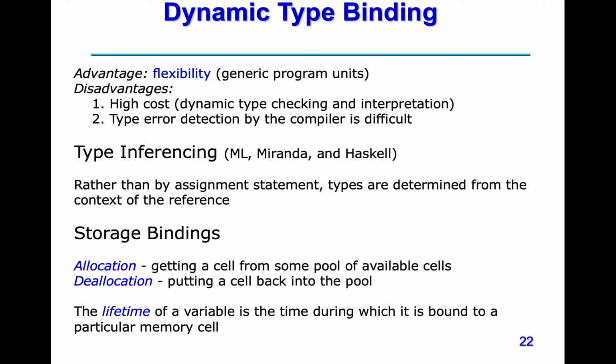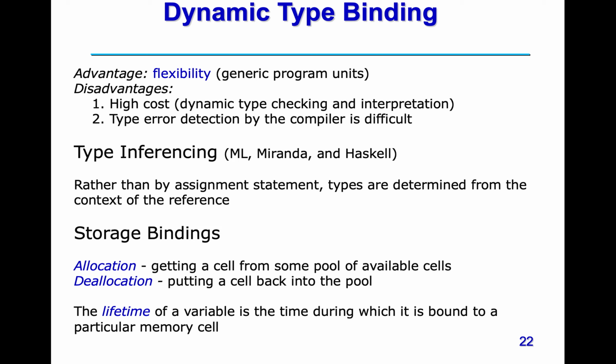The allocation gets the cell from a pool of cells that are available and gives it to the variable. Here's your cell, put your stuff here. Deallocation puts it back into the pool. So the lifetime of the variable is the time during which it is bound to a particular memory cell. When it's no longer bound to the memory cell, then it's died. The lifetime is done.